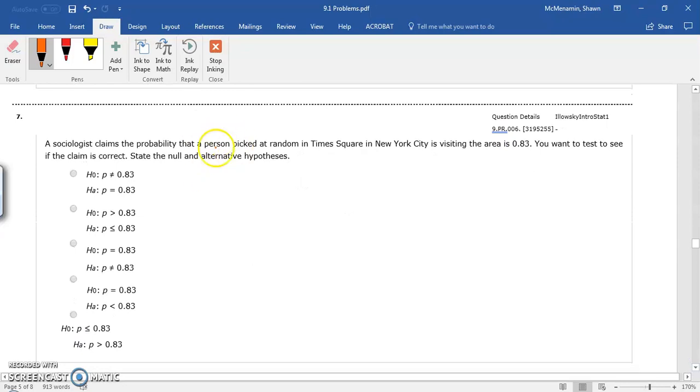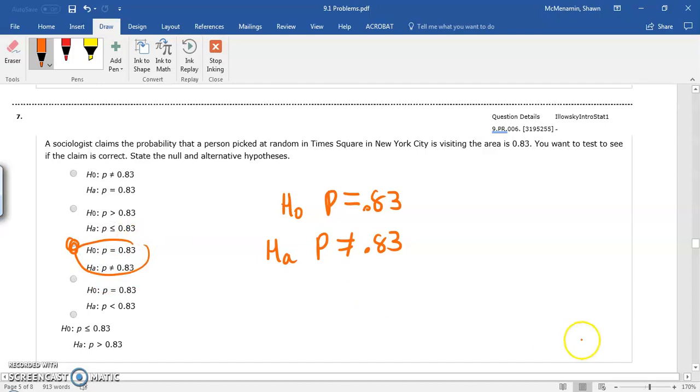Claims that the probability that a person picked at random is visiting the area is 0.83. So the alternative or opposing view would be not equal to 0.83. So this is your alternative and this is your null. So it would be this one, equals 0.83, not equal to 0.83.